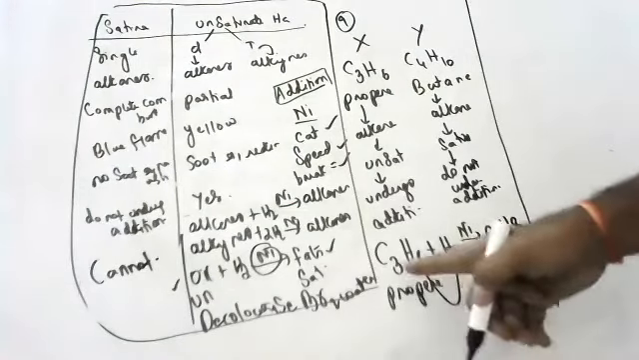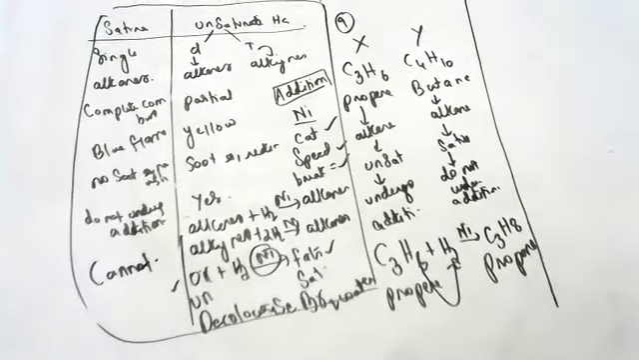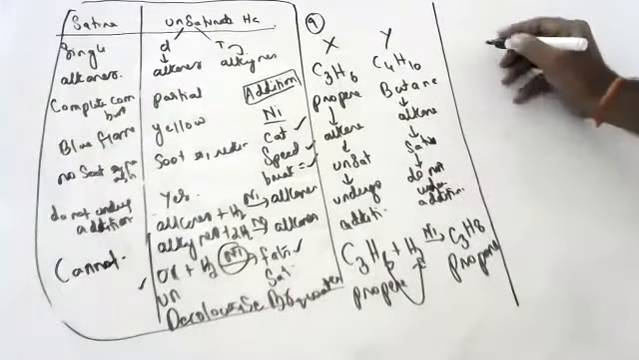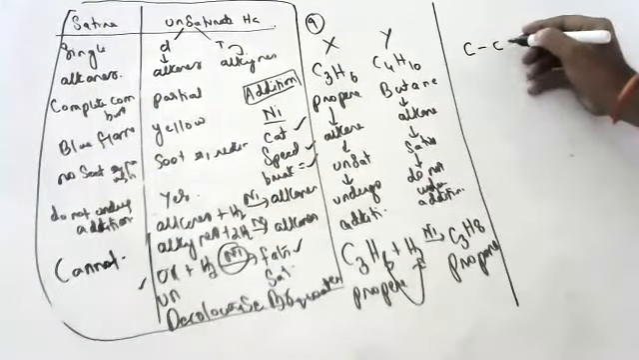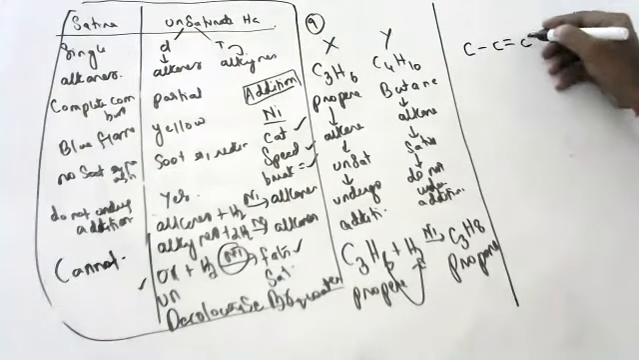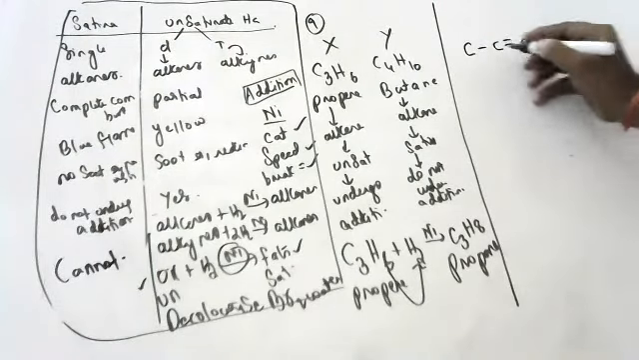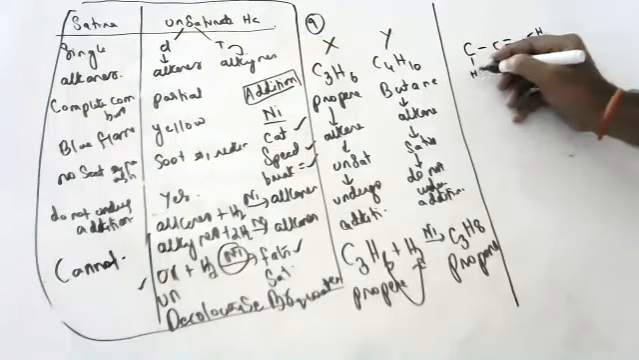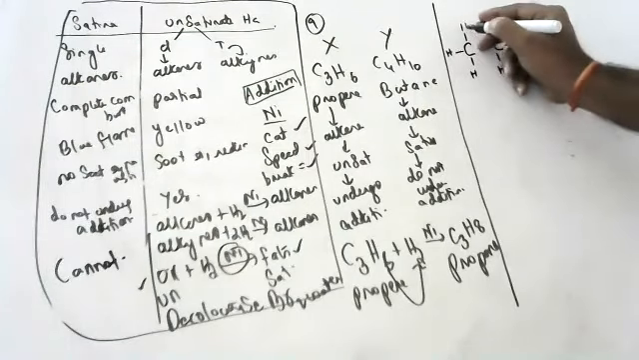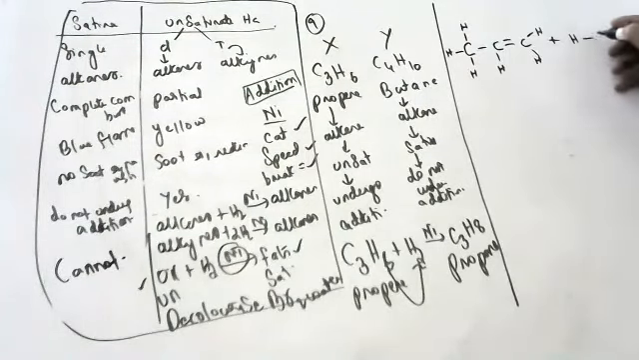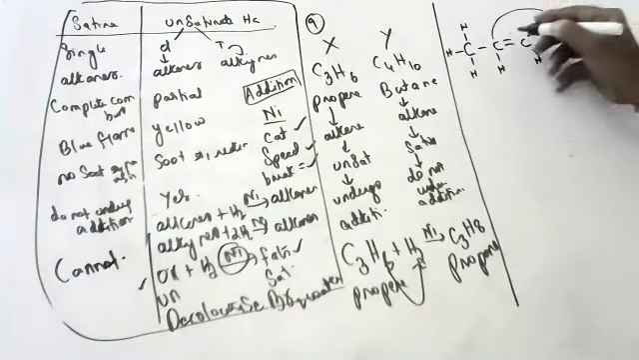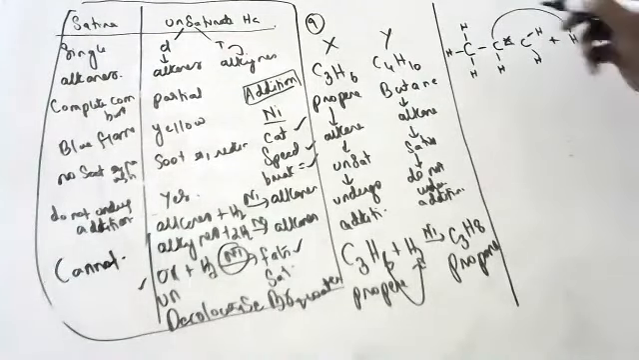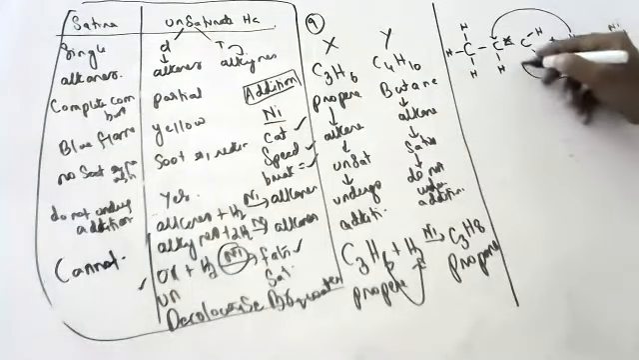If anyone wants, I will show the structure also. Then you will understand clearly. See here, children, I am showing the structure also. Propene looks like this. And when you add two hydrogens in presence of nickel catalyst, nickel will break the bond. One hydrogen here and one hydrogen here.